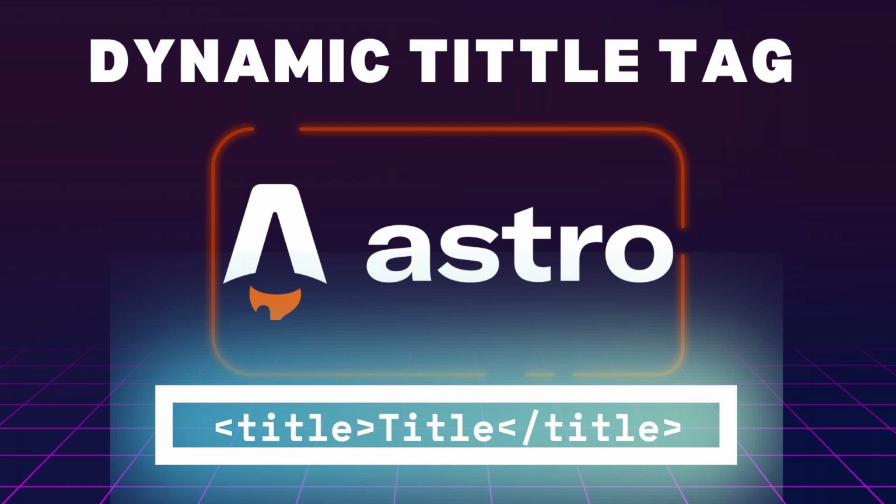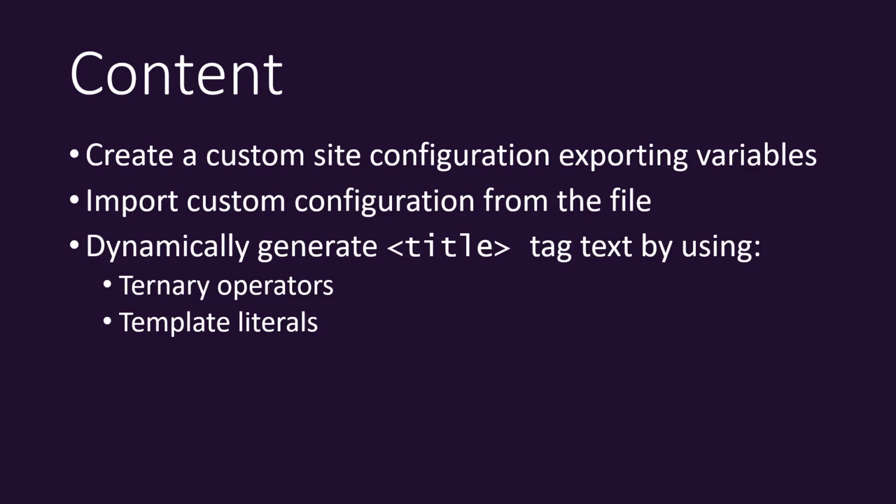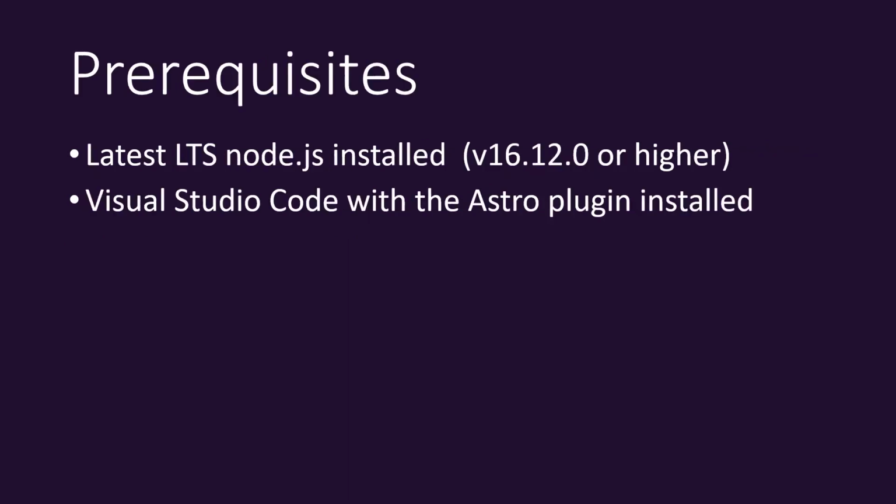This video is all about dynamically generating your title tag text, depending on whether you're on the homepage or another page on the website. In this video, you'll learn how to create a custom site configuration, which exports variables. You'll learn how to import the custom configuration from that file. You'll dynamically generate the title tag text using ternary operators and also template literals.